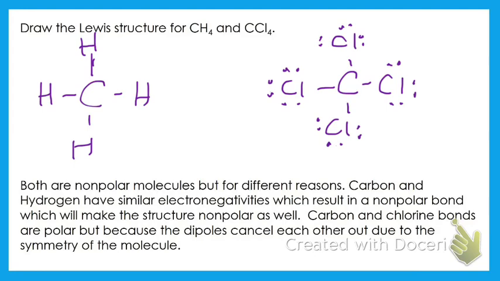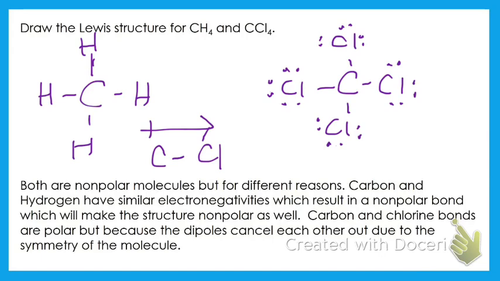Okay, so CH4 has no dipoles at all, because the carbon-hydrogen bond is a nonpolar bond. So there are no overall dipoles to draw here. It's a nonpolar molecule because it doesn't even have polar bonds. But the carbon-chlorine bond definitely is a polar bond, right? And its dipoles would look like this because chlorine is a lot more electronegative than carbon.